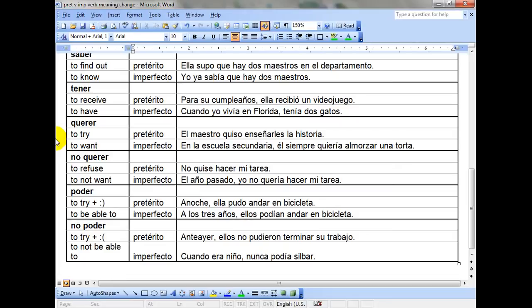And then no poder, it's similar to the first preterite one, but you aren't successful. So if I say anteayer, ellos no pudieron terminar su trabajo. So the day before yesterday, they tried, but they weren't able to complete their work. And then in the imperfect, it just means to not be able to do something. Cuando era niño, nunca podía silbar. So when I was a kid, I was never able to whistle.